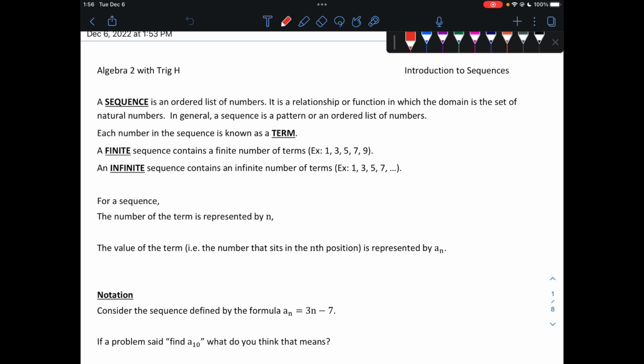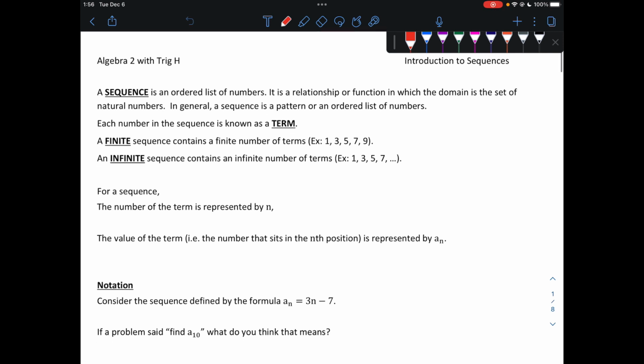In this video, we're going to do an introduction to sequences. In this unit, we're going to talk about sequences and series, but for now, we're just going to focus on sequences. Okay, so first of all, what is a sequence? An ordered list of numbers, a relationship or function in which the domain is a set of natural numbers.